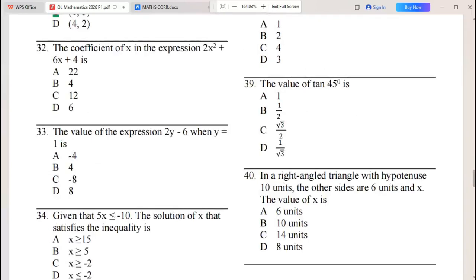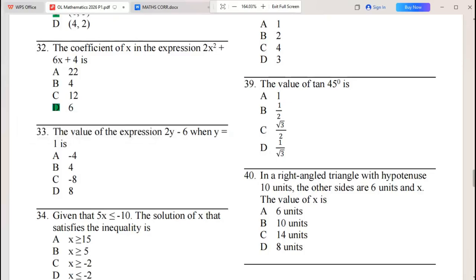Question 32. The coefficient of x in the expression 2x squared plus 6x plus 4 is... The coefficient of x is talking about the number which is in front of the x term. For example, the coefficient of the x squared term is 2 and the coefficient of the x term is 6. So for question 32, D is our answer.